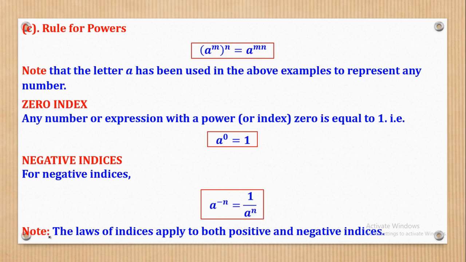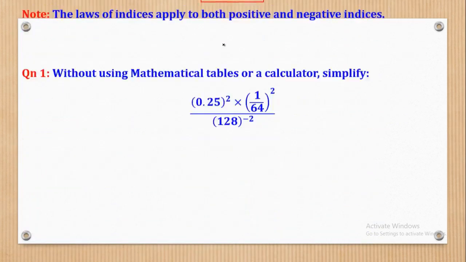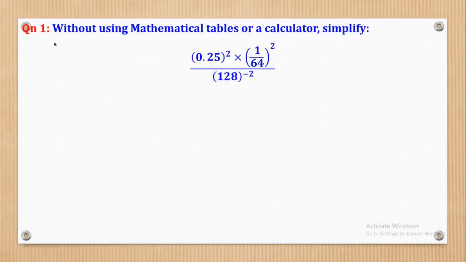So the note here is that the laws of indices apply to both positive and negative indices. So these values of m and n can either be positive or negative, or one can be positive and another one negative, and the rules will still apply. So with that, let's first go through some of the questions.